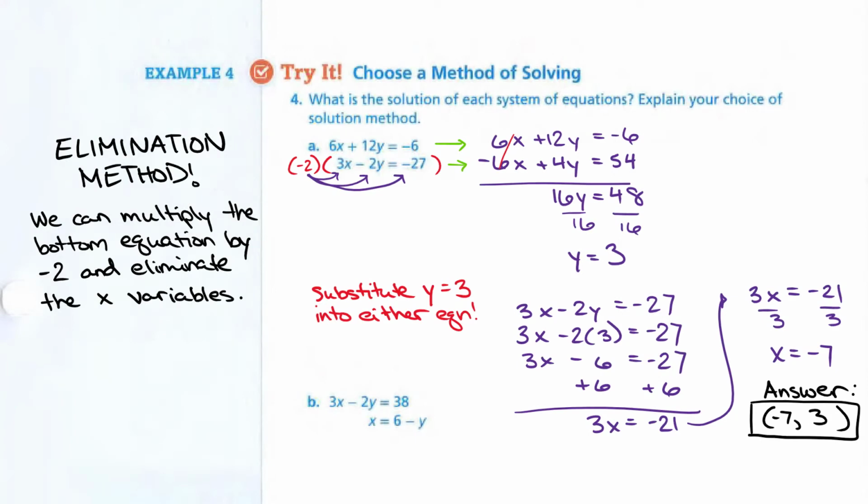Surprise! Now you get Miss Marita for the last example. So just to review, we did the elimination method for this first example where we can multiply the bottom equation by negative 2 and eliminate the x variables. So the elimination method was a great method for example 4, part A. Let's look at part B now.